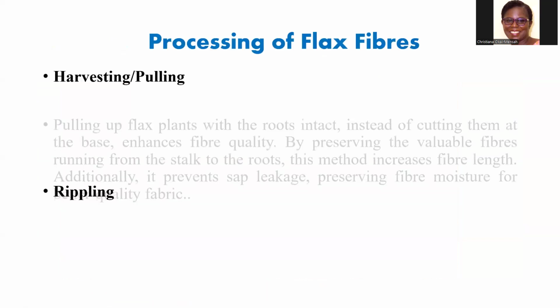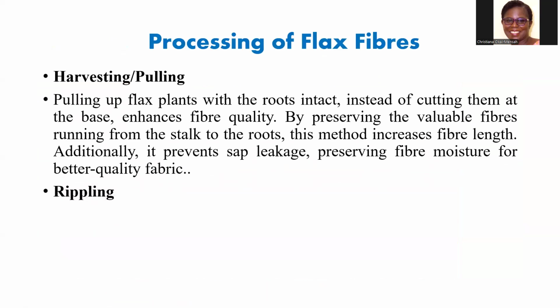Okay. So let's look at all the processes that one needs to go through before we get the flax fibers. The first is harvesting. Harvesting of the flax is by pulling. So we pull flax plants with the roots intact from the soil instead of cutting them at the base. This enhances the fiber quality by preserving the valuable fibers running from the stalk to the roots so that nothing is left. This method increases fiber length. Additionally, it prevents sap leakage, preserving fiber moisture for better quality fabric.